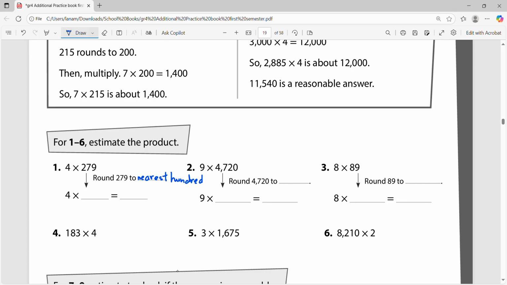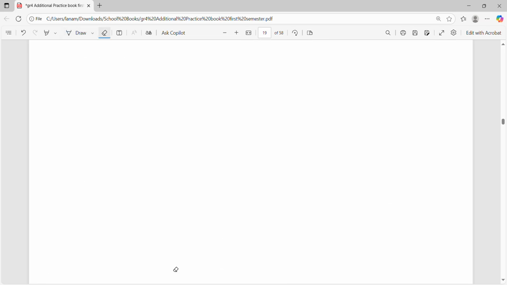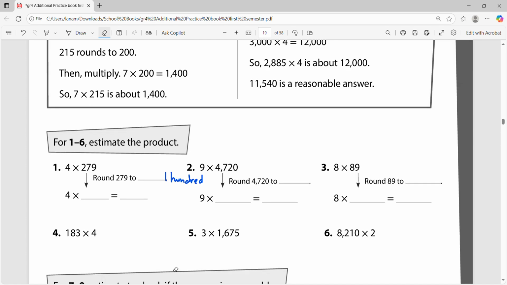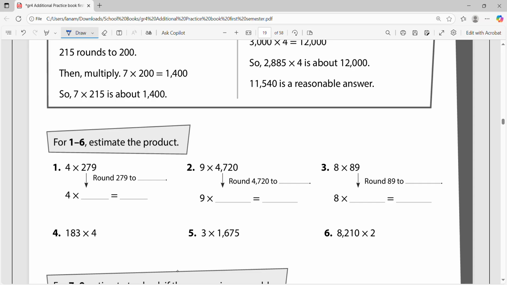Okay, I'm not going to write this. Let's immediately round it. Now, find your place. We're rounding to the nearest 100. Find the 100th place. Now 2. Look next door. Next door we have 7. If 5 or greater, add 1 more. So I will add 1 to the 2.